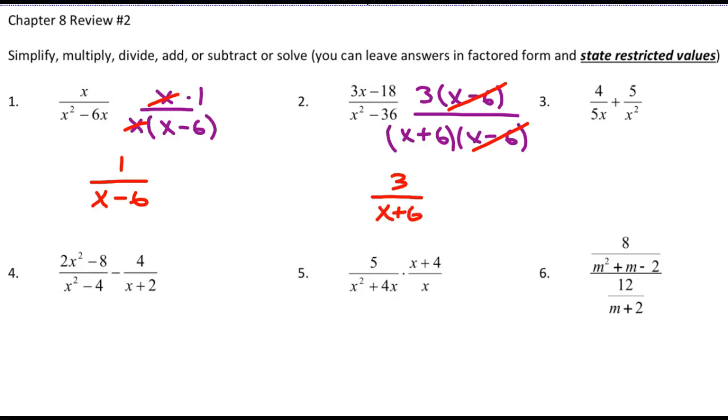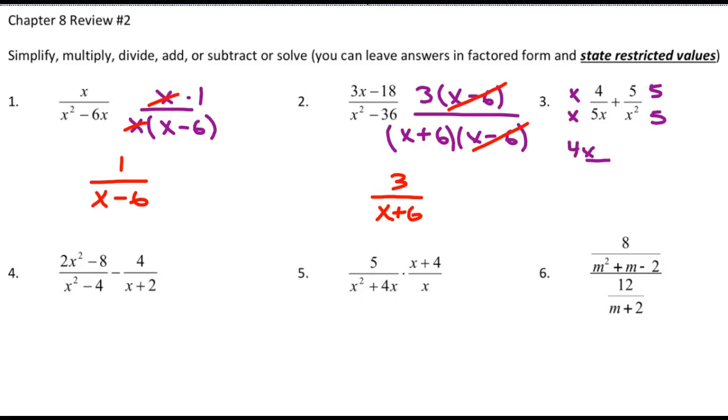Okay, next one we are adding. So now this is where we have to get common denominators. So the common denominator between 5x and x squared is going to be 5x squared. So the first stuff needs to be multiplied by x over x, and the stuff on the right needs to be multiplied by 5 over 5. That's going to give us common denominators.